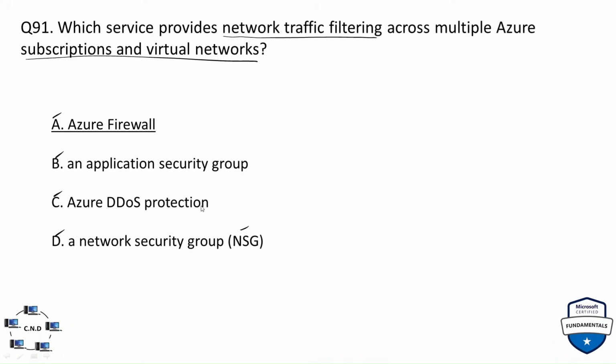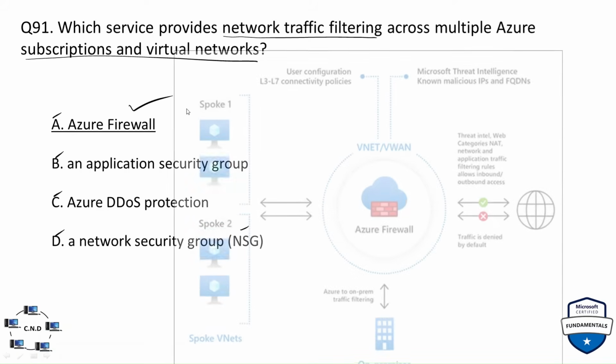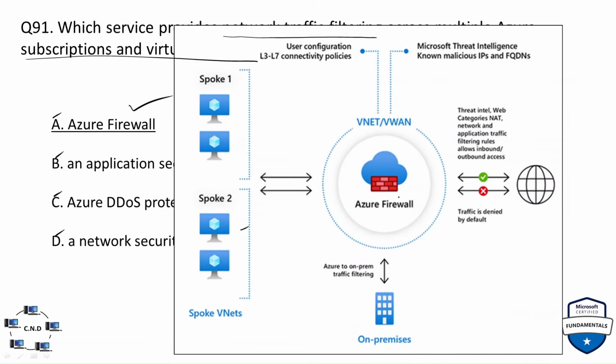And the correct option is the Azure Firewall. So this is a diagrammatic view of the Azure Firewall. So it basically provides protection or traffic control between your virtual private network and the WAN. Here we can see that it provides us protection using layer 3 to layer 7 policies. It also provides protection against the internet traffic. So here we can say that by default, all the traffic is blocked.